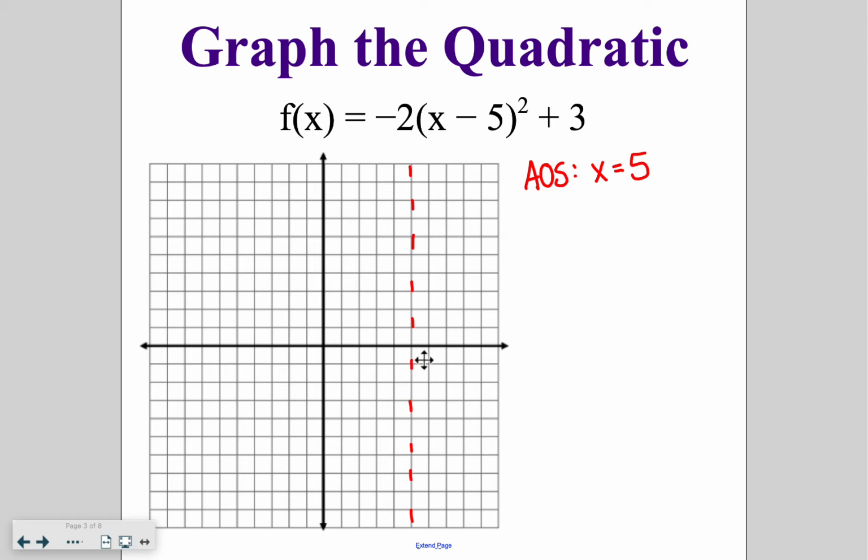We use that dashed line because the purpose of it is just to tell us where the graph gets split in half. Technically, it's not part of our answer, but it's going to help us in a minute when we're trying to complete the graph.